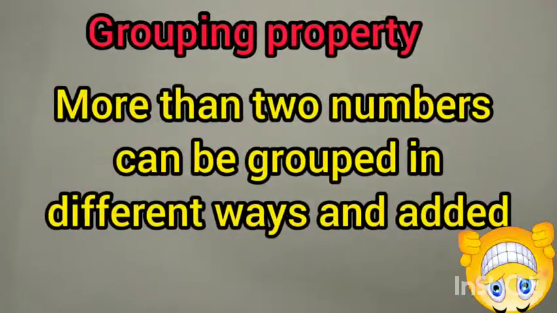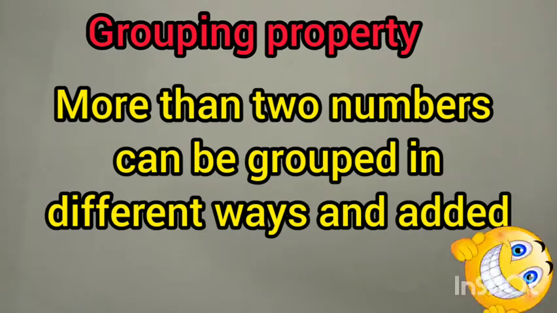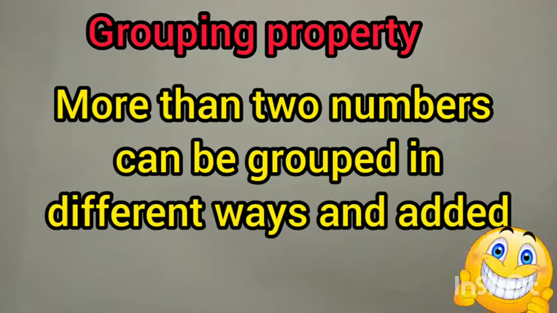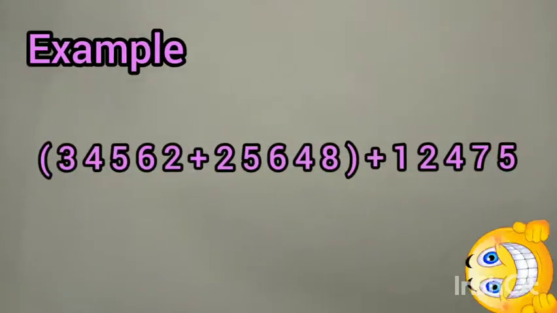Now look, grouping property. More than two numbers can be grouped in different ways and added. Now let us take one example of the grouping property, with more than two numbers.